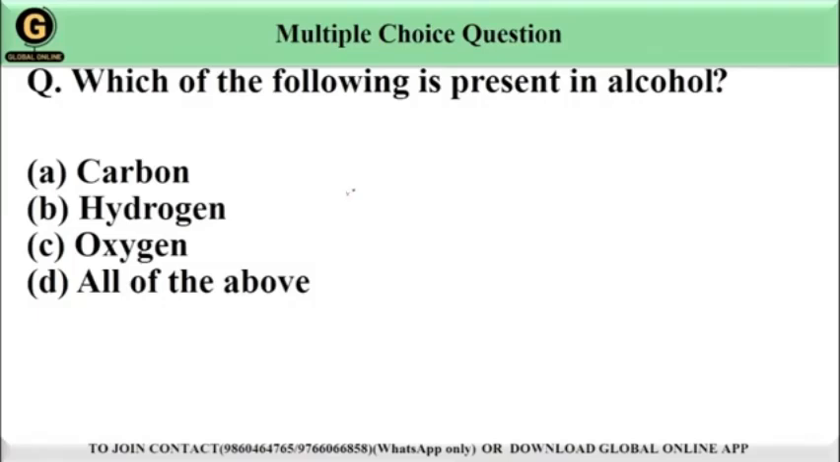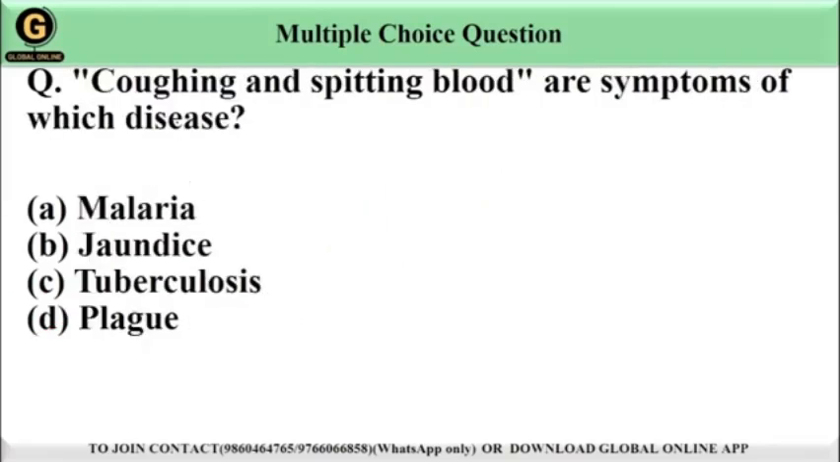The general formula for alcohol is CnH2n+1OH, where OH is a hydroxyl group. These three elements are essential components of alcohol molecules, making option D the correct answer. So, the correct answer is option D, all of the above. Let's move to the next question.